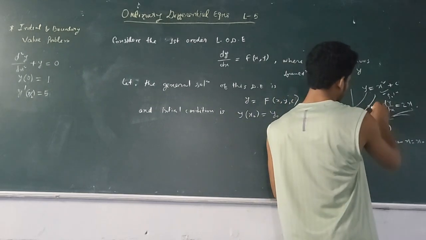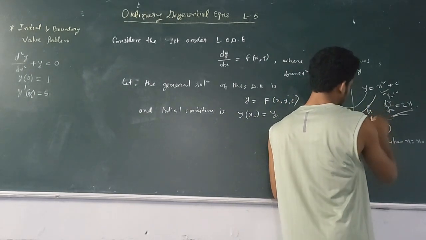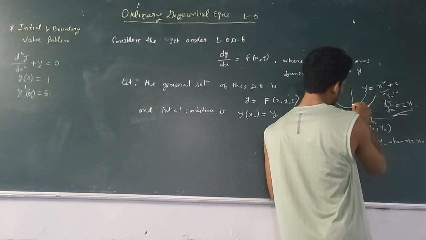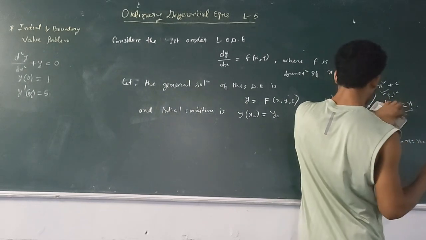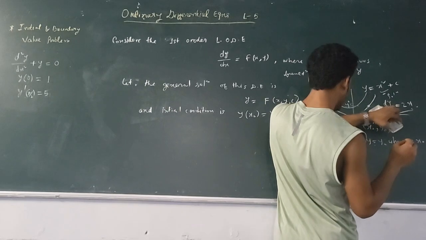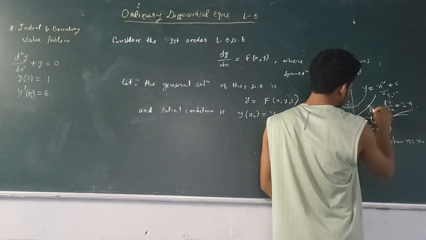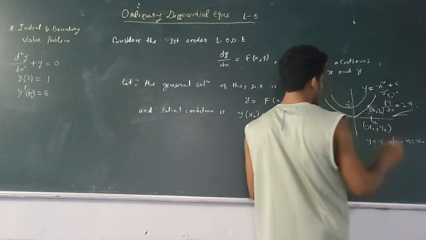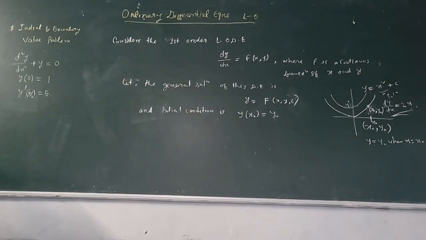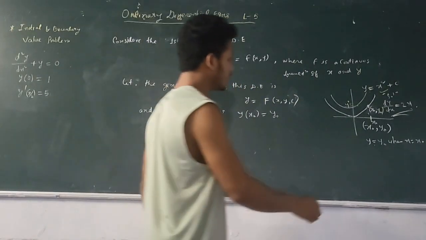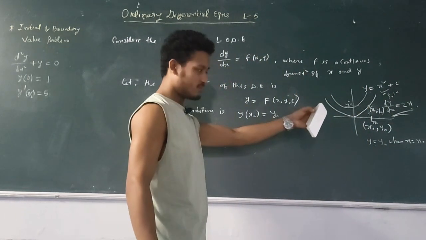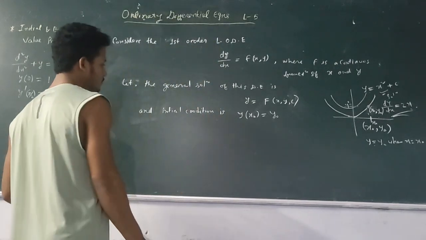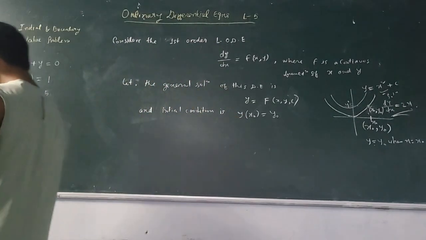Let us suppose this is x naught, and this is y naught. The graph is passing through this point. So this is the point x naught, y naught. Let us suppose this is the point. So we need that. And the initial condition is this.